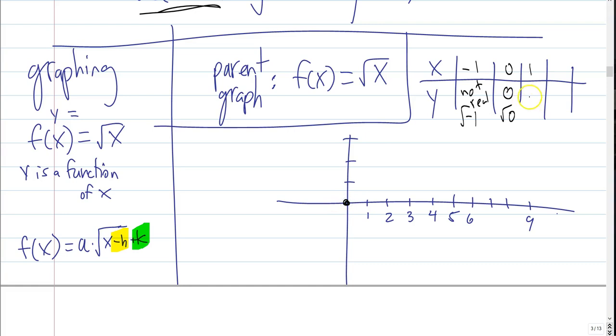What's the square root of 1? Well, that's 1. You're like, cool, it's just a straight line. Don't fall for that. Check some more numbers. And I can do 2. I don't recommend it. Why not?